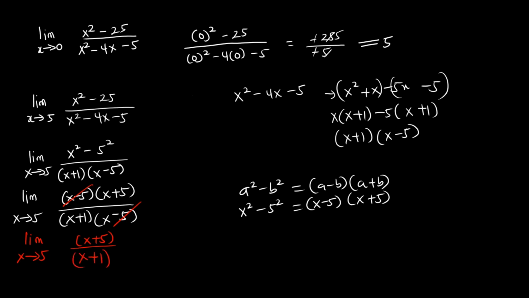At this point we can try the direct substitution. So I'm going to have 5 plus 5 divided by 5 plus 1, which is 10 over 6. Then 2 goes into 10 five times, and into 6 three times. So the limit is 5 over 3. That will be the limit for this function. Okay, so let's try our hands on another example.